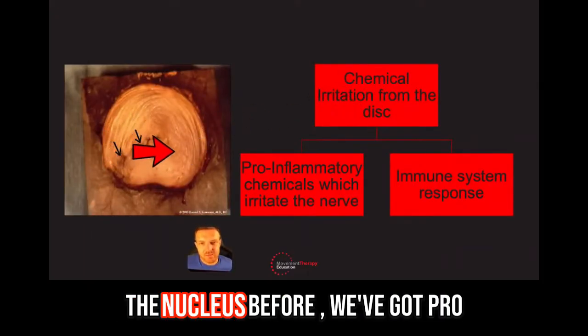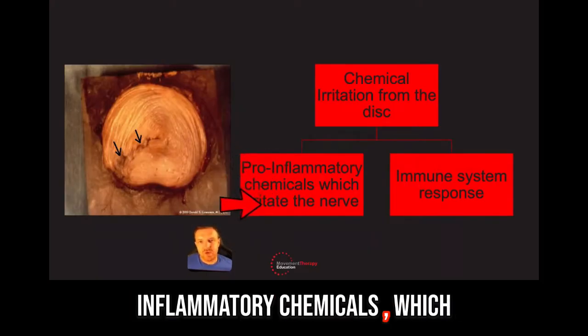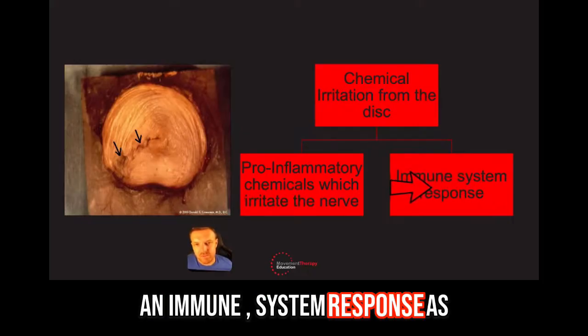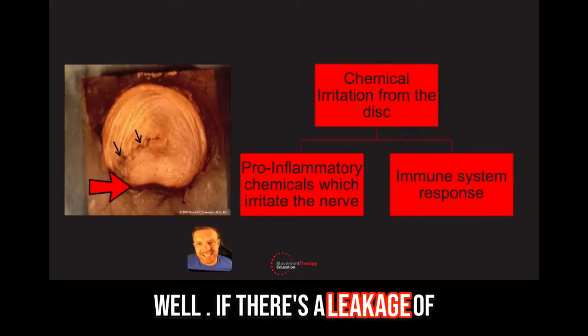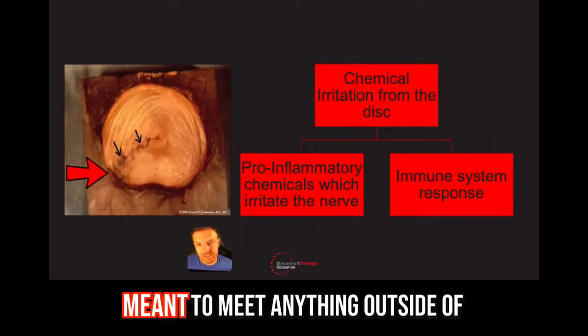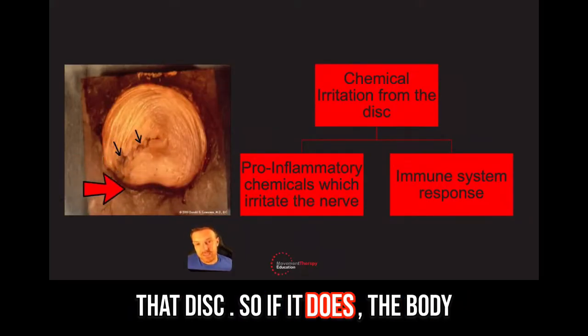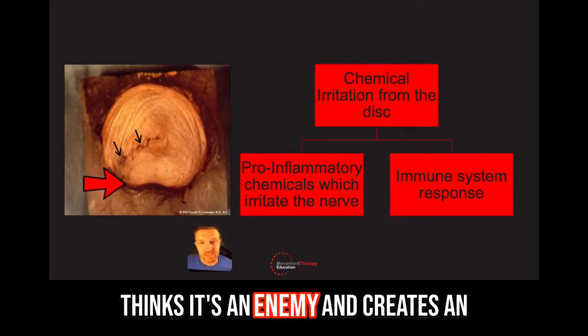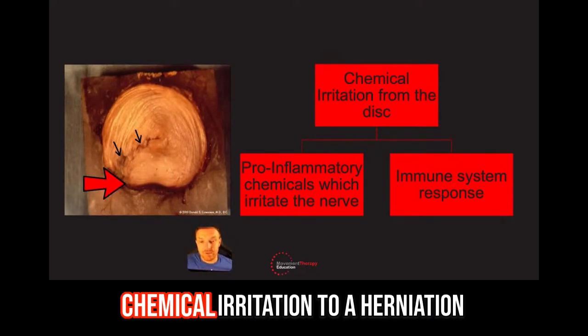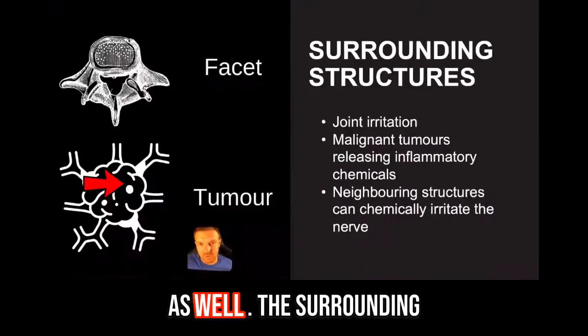Remember the nucleus before? We've got pro-inflammatory chemicals which irritate the nerve. Okay? And then we've got an immune system response as well. If there's a leakage of nucleus, that nucleus was never meant to meet anything outside of that disc. So if it does, the body thinks it's an enemy and creates an inflammatory response. We get a chemical irritation to a herniation as well.